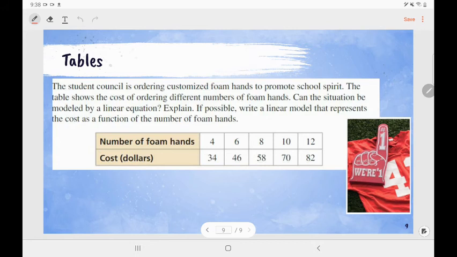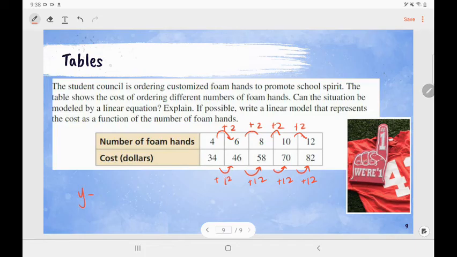In order to determine if something is linear from a table, I'm going to calculate my rate of change. This is adding 2. This is adding 2. This is adding 2. So notice my rate of change is constantly adding 2 for the x value. And as I look at my y value, I am adding 12, plus 12, plus 12, plus 12. And as that rate of change stays the same, I do know that this is linear. So I can write an equation.